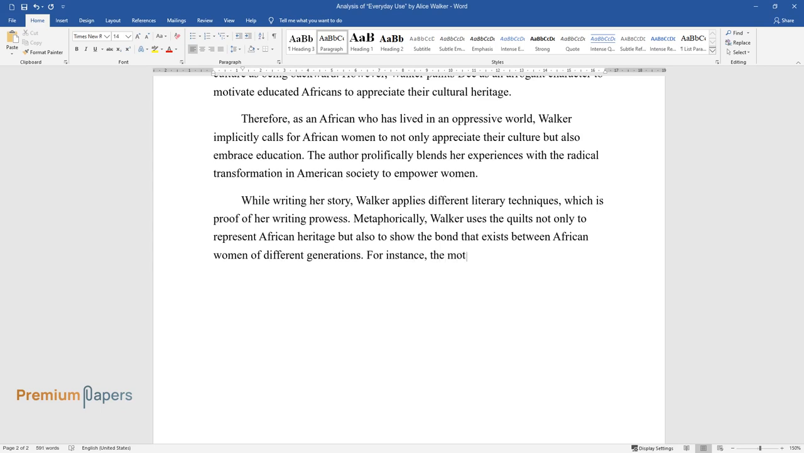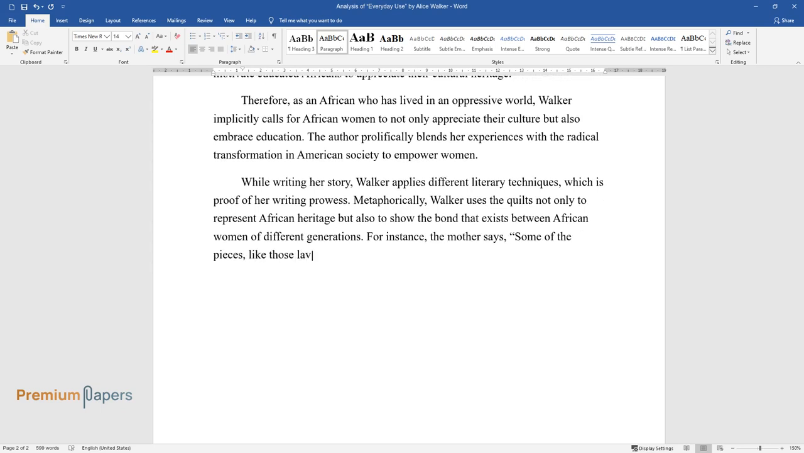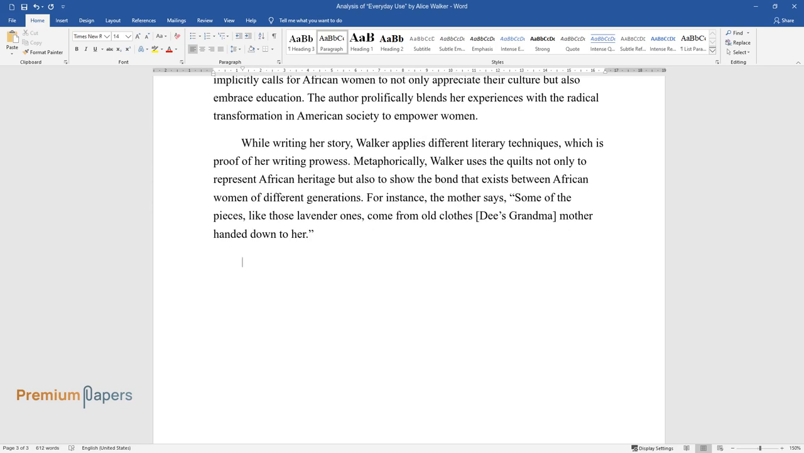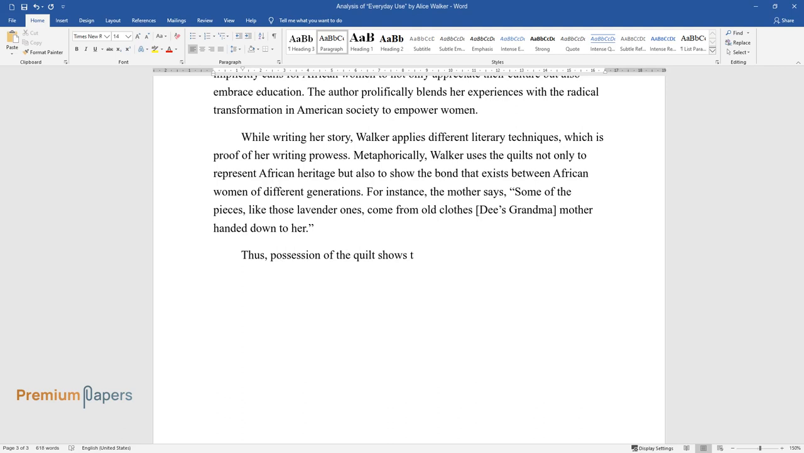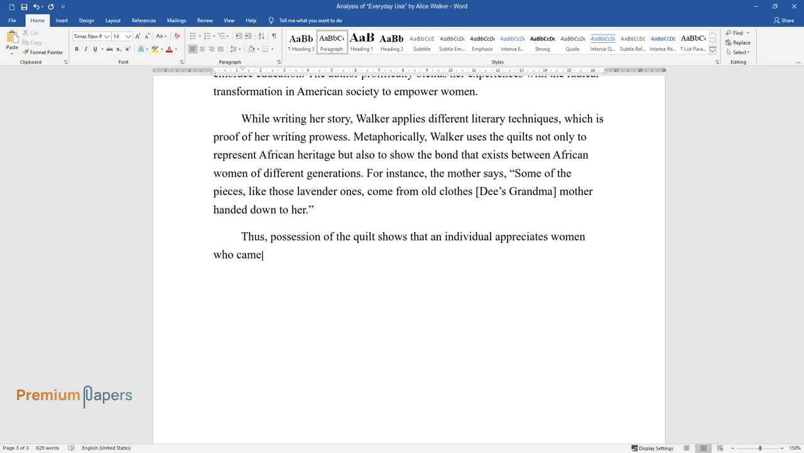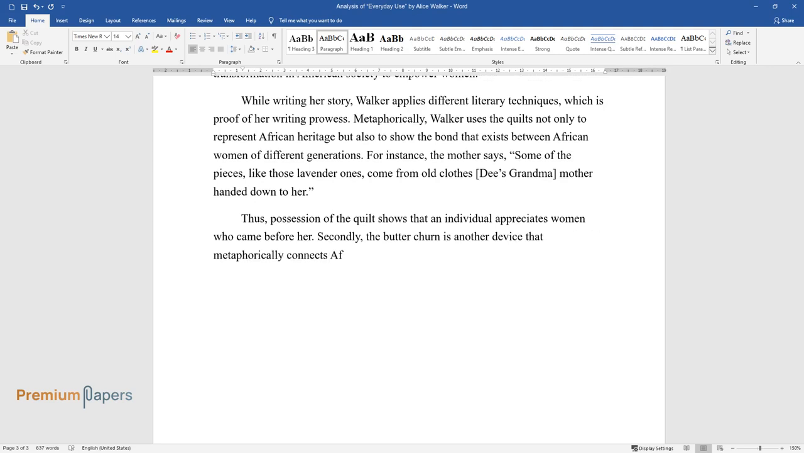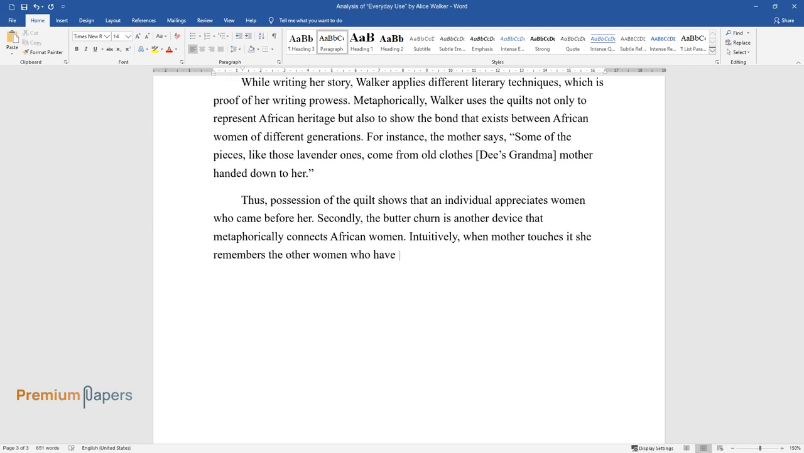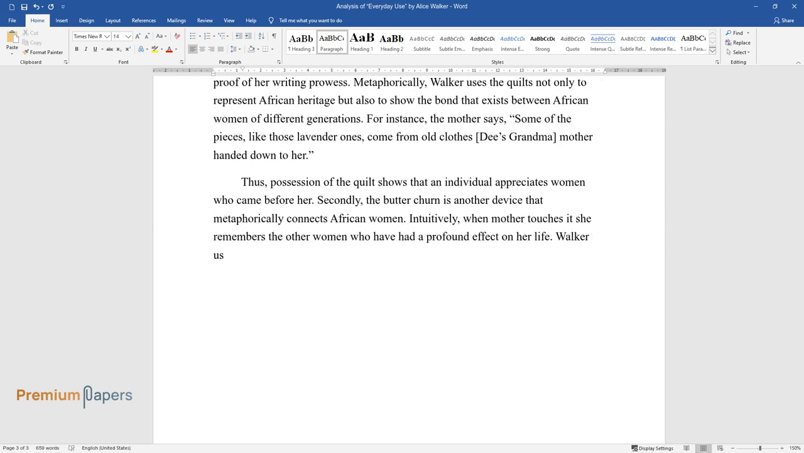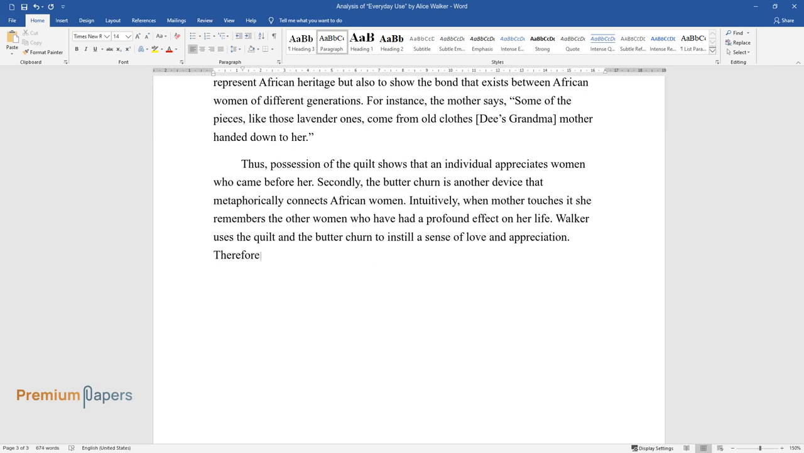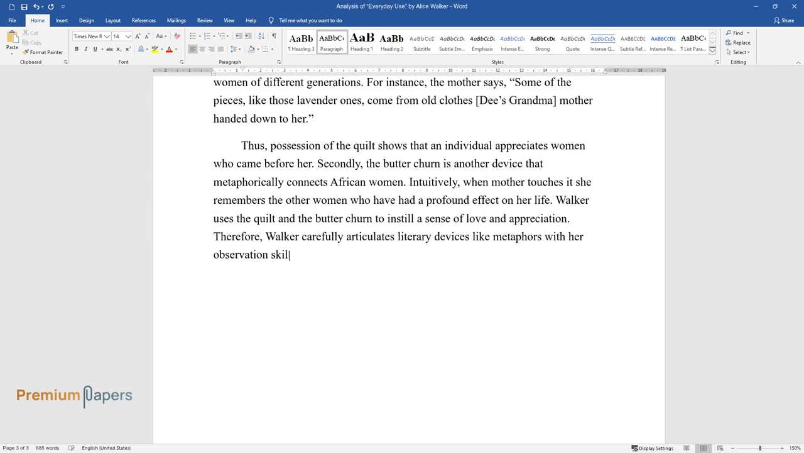For instance, the mother says, "Some of the pieces, like those lavender ones, come from old clothes Dee's grandma's mother handed down to her." Thus, possession of the quilt shows that an individual appreciates women who came before her. Secondly, the butter churn is another device that metaphorically connects African women. Intuitively, when mother touches it, she remembers the other women who have had a profound effect on her life. Walker uses the quilt and the butter churn to instill a sense of love and appreciation. Therefore, Walker carefully articulates literary devices like metaphors with her observation skills to appreciate motherhood.